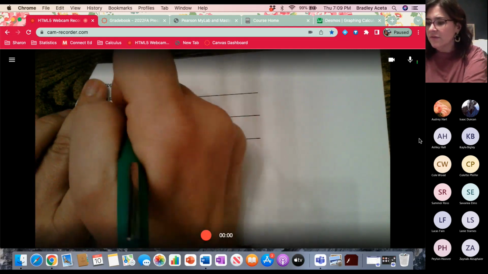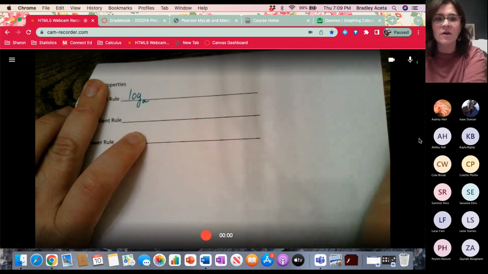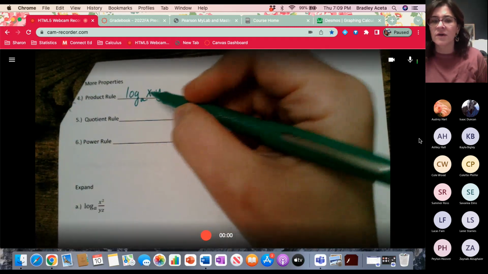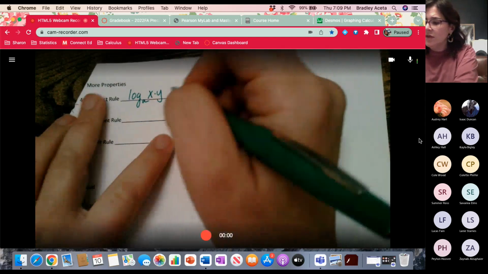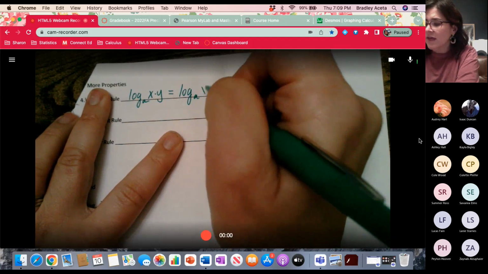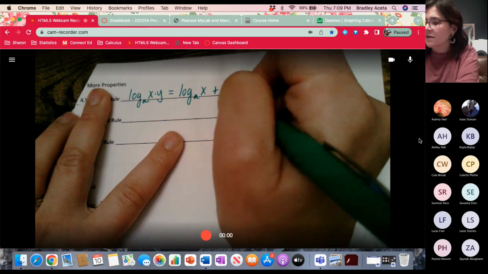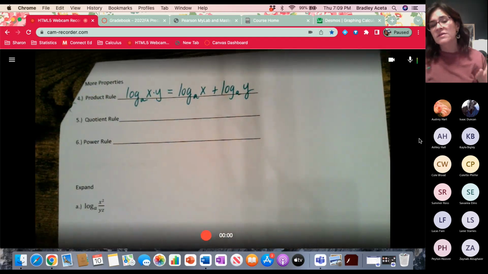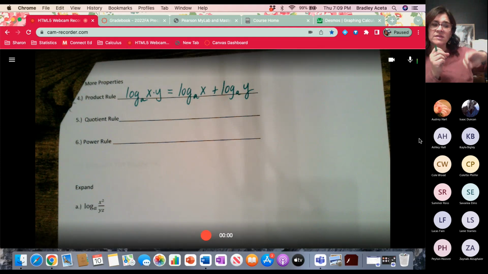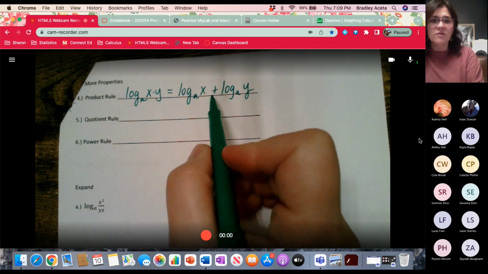The product rule says that if you have a log of whatever the base is, let's call it A, and you're multiplying two things together, like xy, you can actually expand it to say log base A of x plus log base A of y. And that's because, think about it, these are just exponents. What do you do when you have the same base and they have different exponents? You add them. So if you had 2 to the 5 times 2 to the 7, that's really the same as saying 2 to the 5 plus 7, 12. So multiplication can turn into addition.